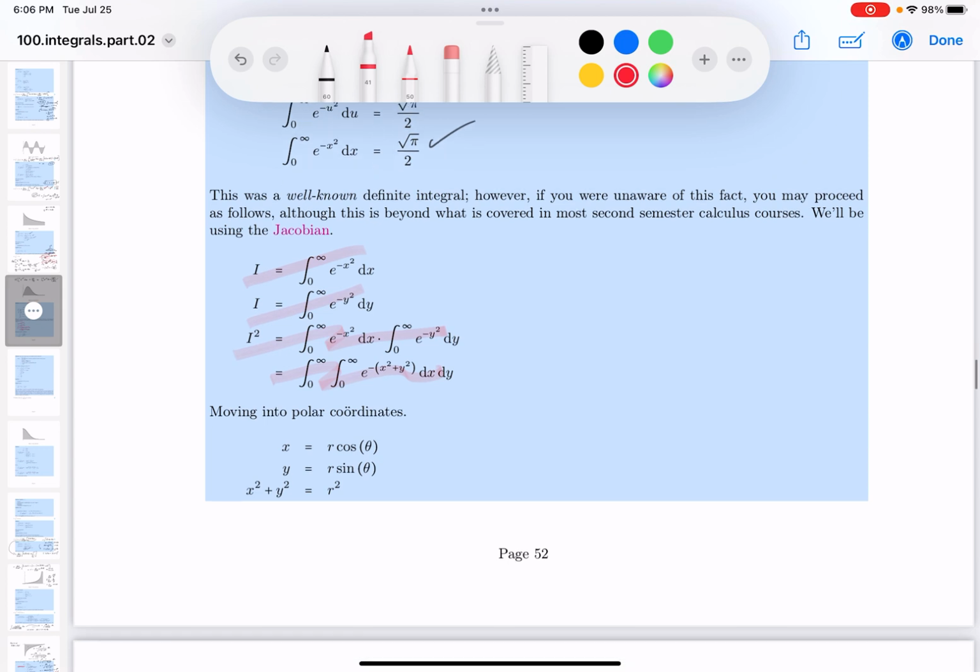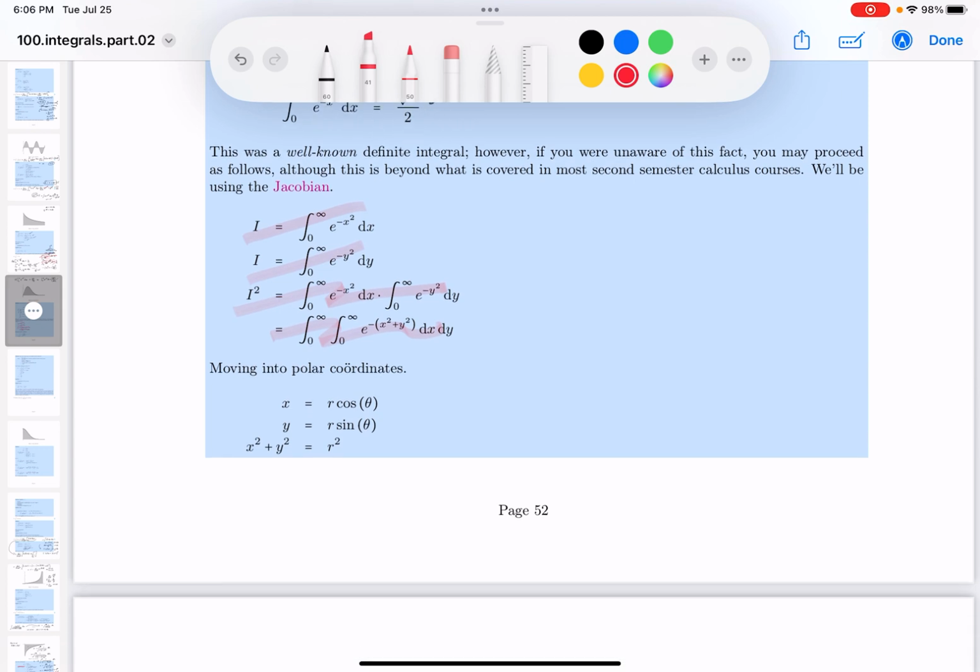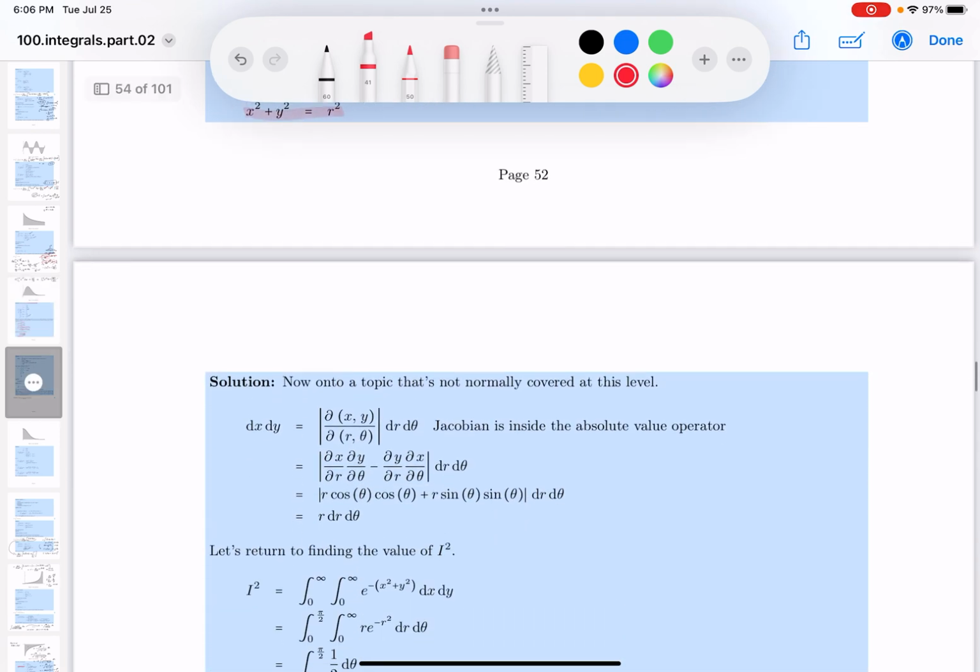And then over here, move to polar coordinates. Not a bad idea. Maybe it's going to work out, maybe not. Polar coordinates were introduced to you when you took pre-calculus. So x equals this, y equals that, x squared plus y squared equals r squared. Keep following along. Again, an introduction to the Jacobian.